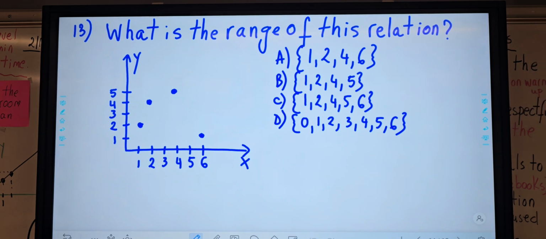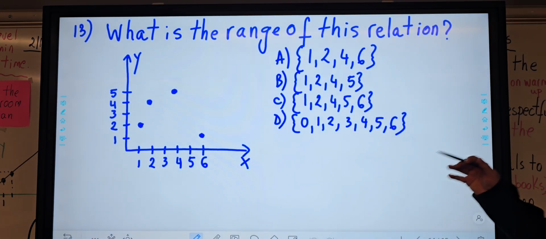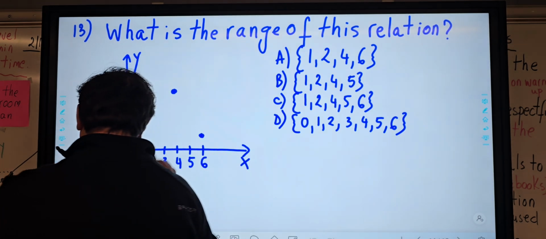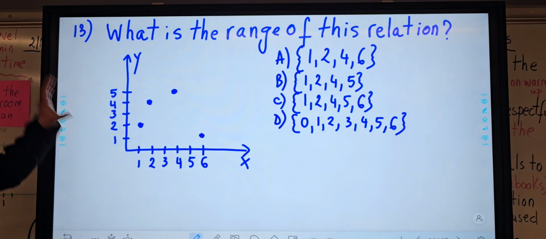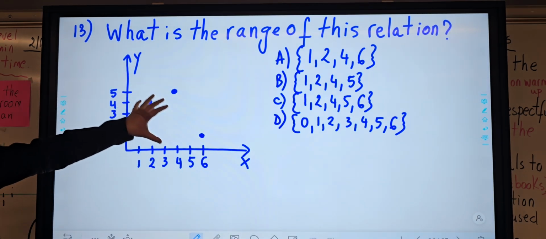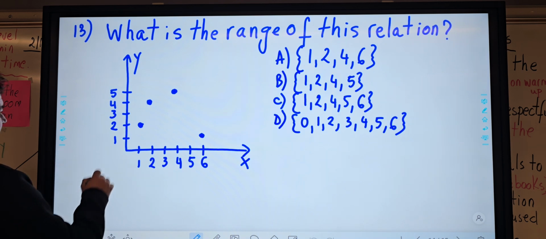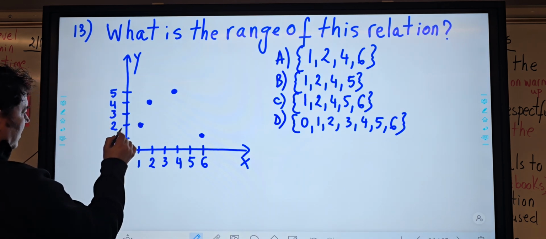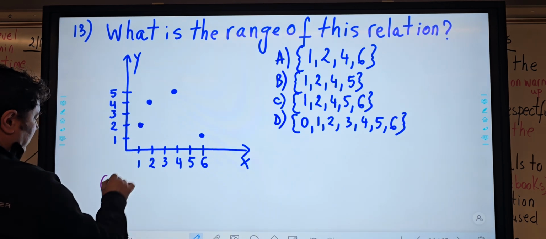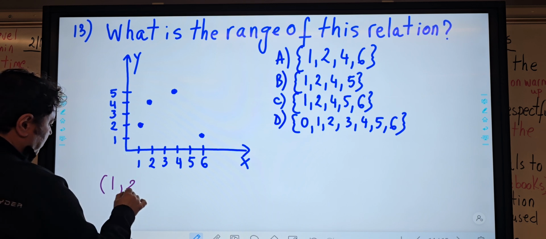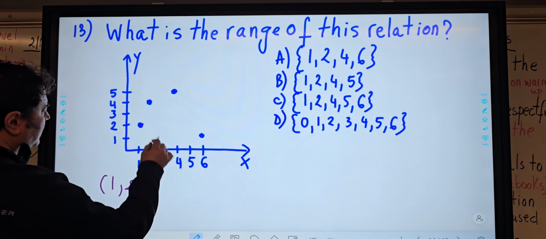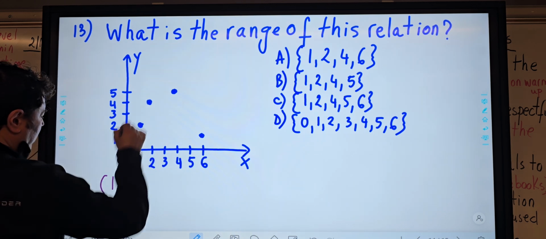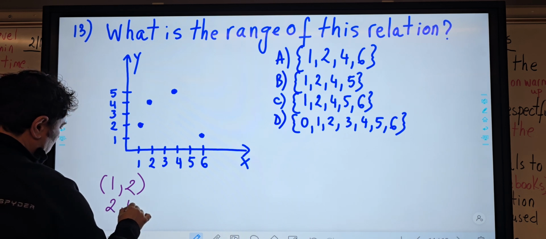Let's continue now here. Which is the range of this relation? Again, we have a relation here. So always get your ordered pairs. If they give us a relation, some dots, get the ordered pairs for each of these dots. Let's find the ordered pair for that dot. X is 1, y is 2. Next ordered pair, x is 2, y is 4.